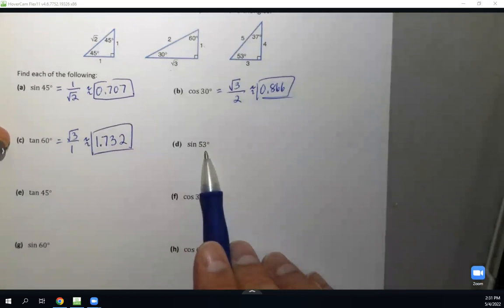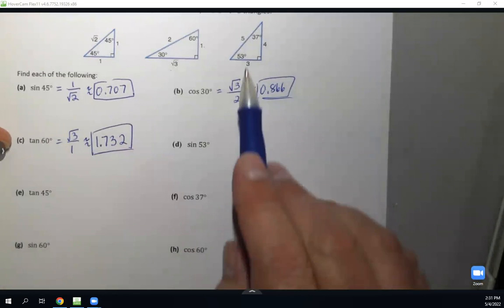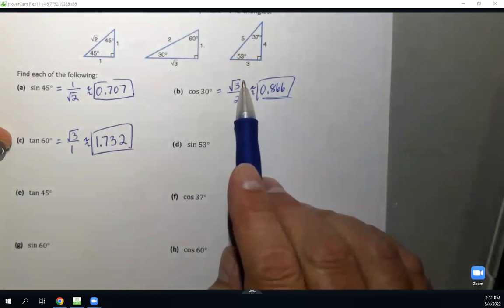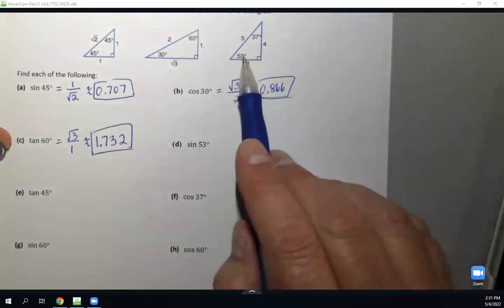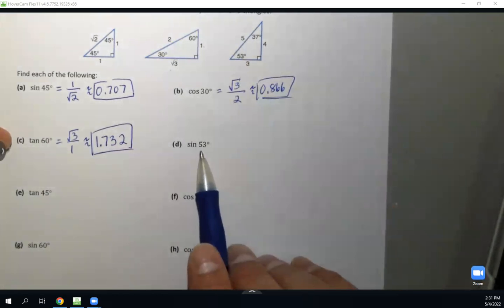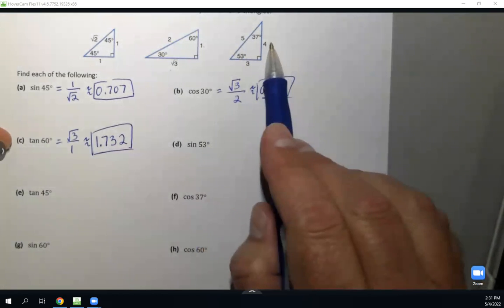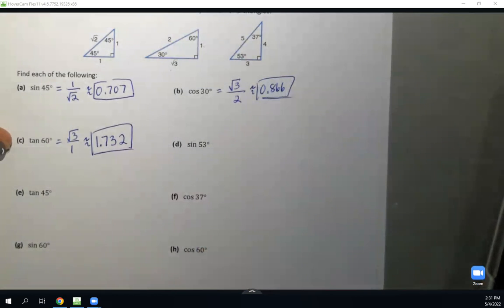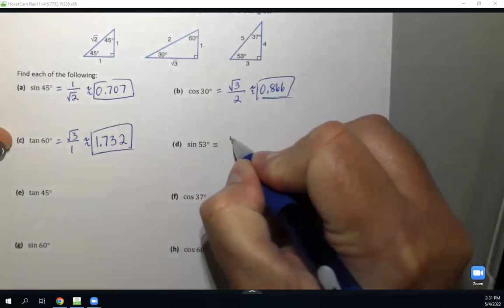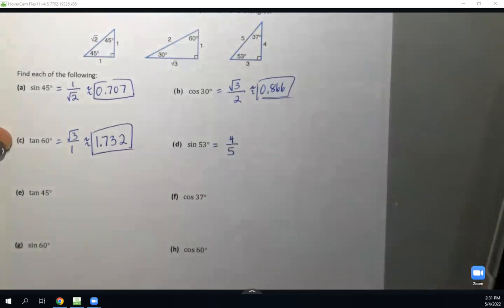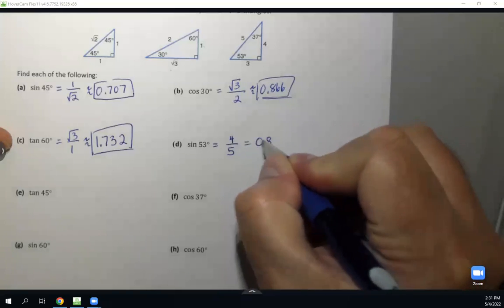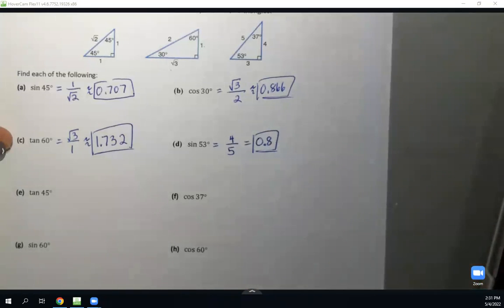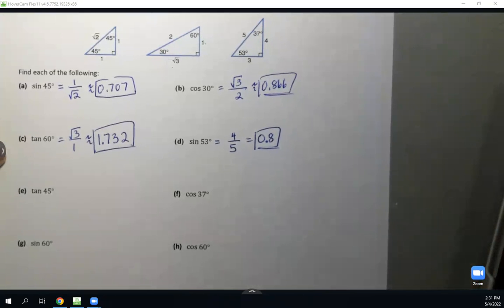The sine of 53 degrees. The 53-degree angle comes from the 3-4-5 triangle. For 53 degrees, again we're doing sine, so that's going to be opposite over hypotenuse, which is 4 over 5. And if we do 4 divided by 5, that's 0.8. So the sine of 53 degrees is 0.8.